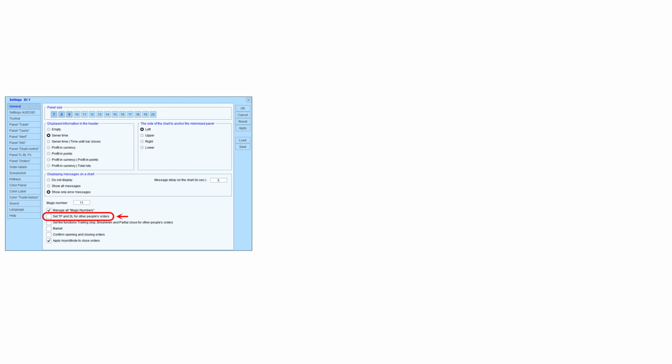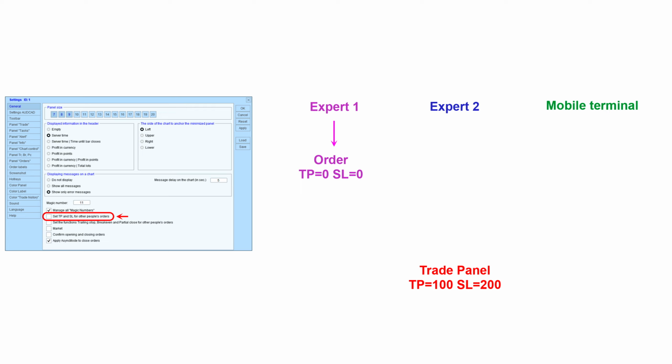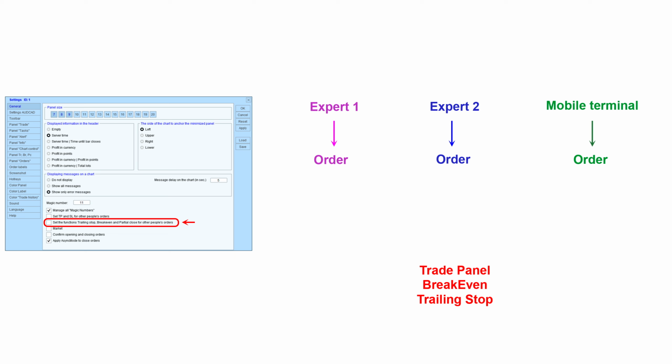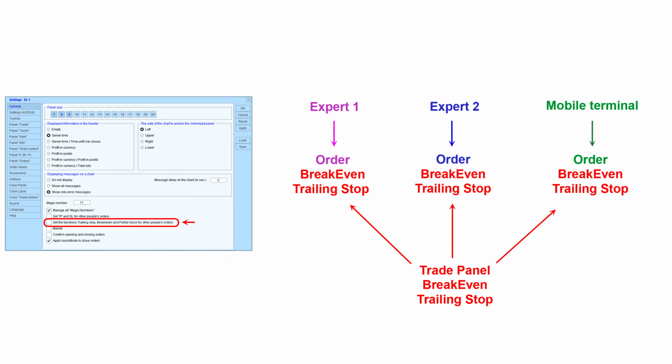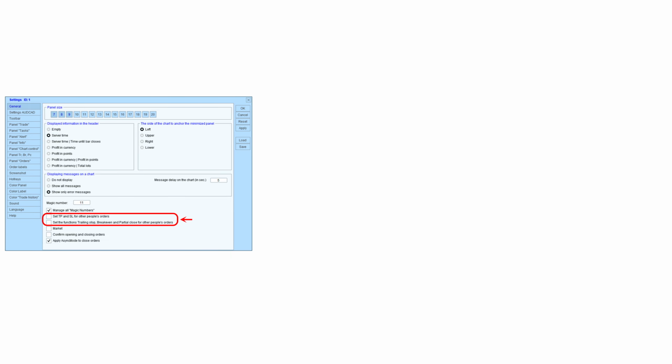Set take profit and stop loss for orders and positions opened by other advisors or manually from your phone. This feature only works if the take profit and stop loss for new orders and positions are 0. Apply trailing stop, break-even, and partial close functions to orders and positions opened by other advisors or manually from your phone. Please note that setting take profit and stop loss levels, as well as applying these functions, is only possible when the Manage All Magic Numbers option is enabled.